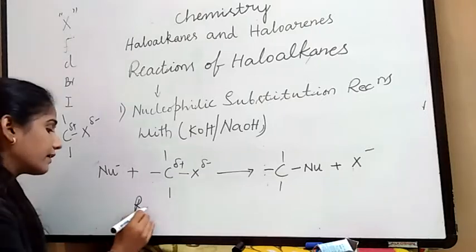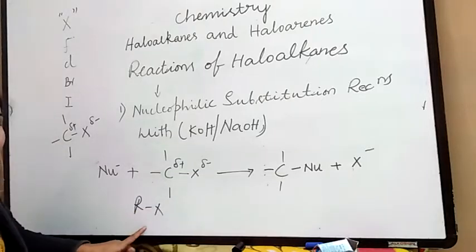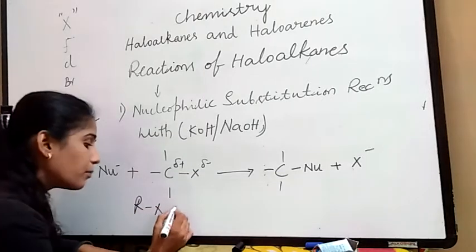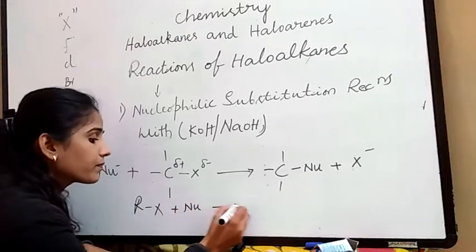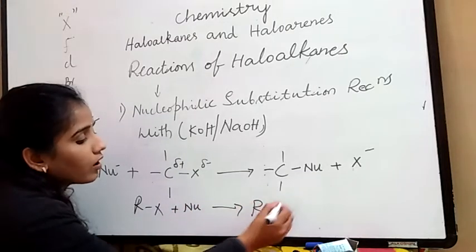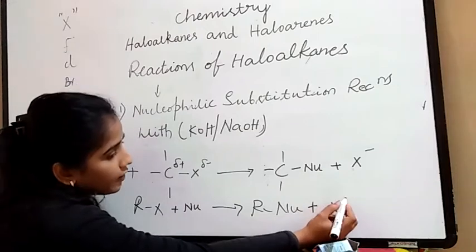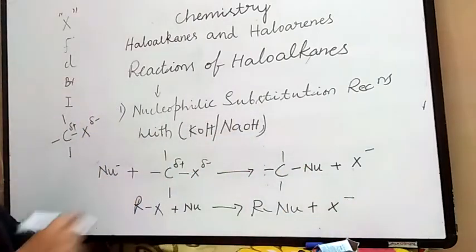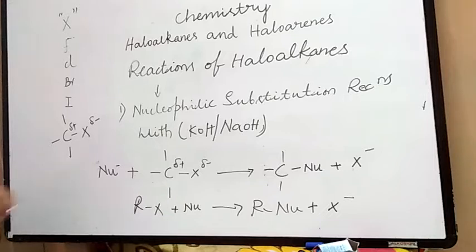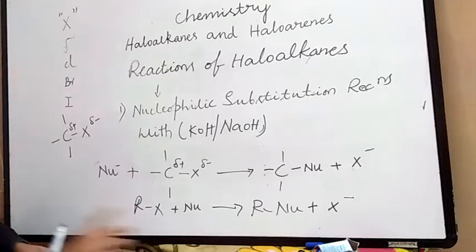So I can write the general reaction. This is an alkyl halide or a haloalkane plus nucleophile gives rise to R-Nu and halide ion. The halogen atom departs as a halide ion. This is about a nucleophile, how it substitutes in haloalkanes.